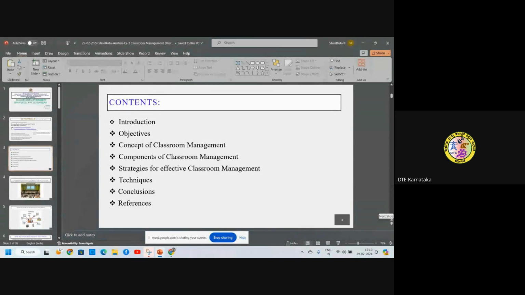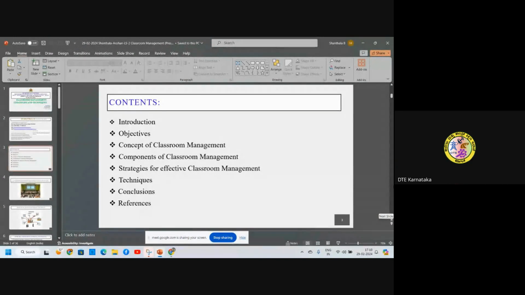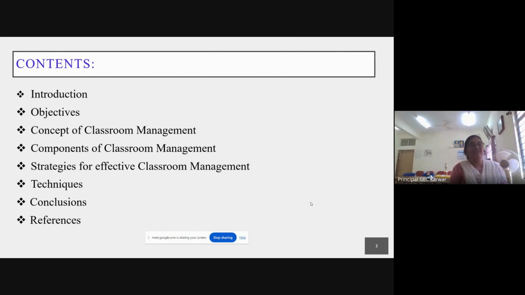So the contents are like this: the introduction, objectives, concept of classroom management, strategies for the effective classroom management and the techniques. Finally, the conclusions and the references.